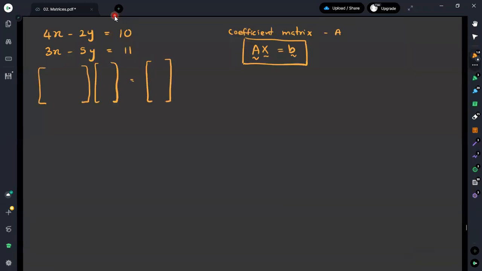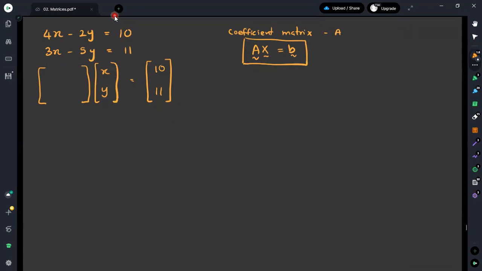Here, the first variable is x, so I will include x in the first row. Then the second variable was y, so in the second row I will write down the variable y. In the constant terms, I will write down 10 and 11 in the order they appear, 10 first and 11 as the second value.